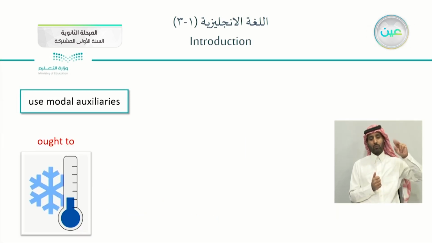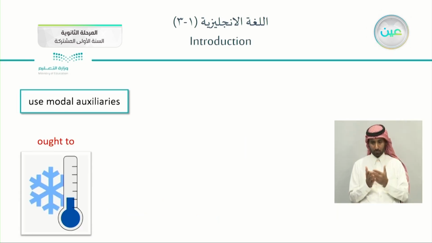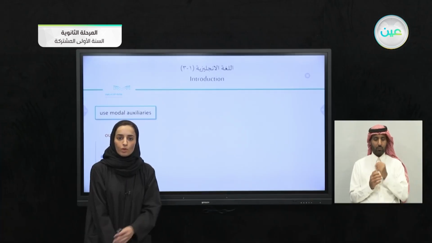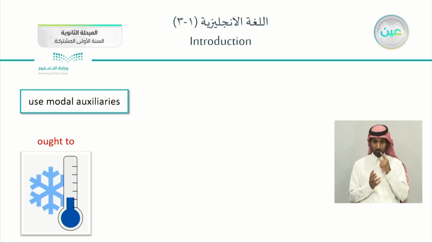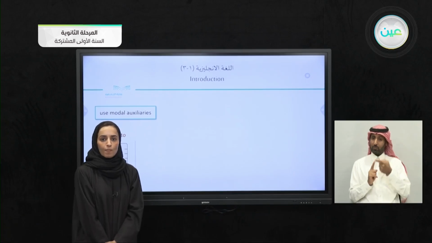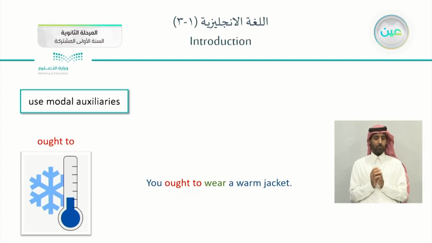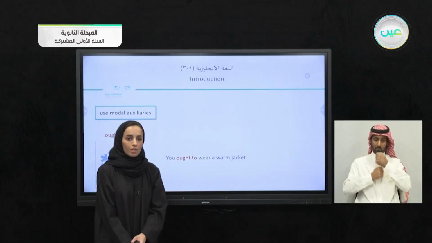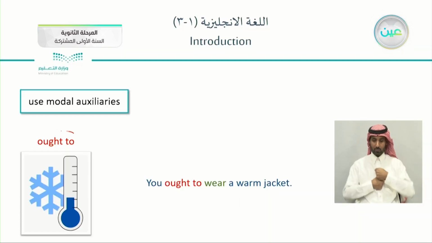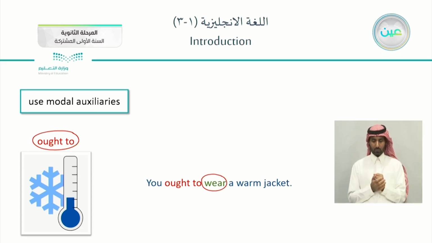How about in here? Let's check the problem, and we will give advice using ought to, whether positive or negative. Here, the problem is, it's too cold in here. The weather or the temperature is declining. What will we say in here? You ought to wear a warm jacket. Ought to. Because here you are asked to use ought to. You ought to wear. Notice the verb. It is the base form of the verb.